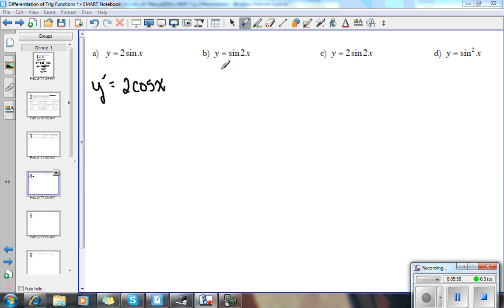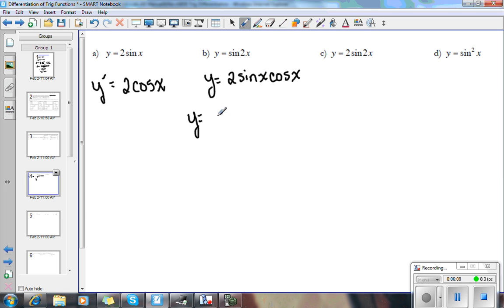Okay, so sine 2x is equal to 2 sine x cosine x. So then if you were taking the derivative of this now, you would have to use the product rule. So we would get y equals, you can actually do the 2, kind of keep it separate, and then do the product rule.